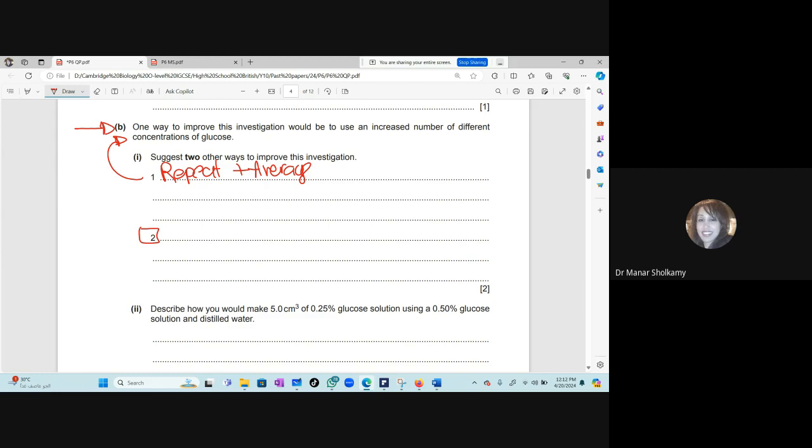How can you improve any investigation? You tell me. Repeat with a wider range. Again, this is B. They repeated with different concentrations of glucose. They did not say smaller or larger, but they changed the concentration of glucose. So don't use this as an answer. Think of other answers. You have a list of modifications, a list in the practical part at the end of the year 9 notes.